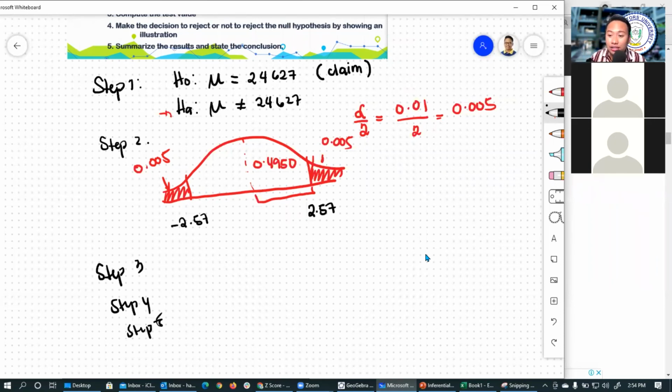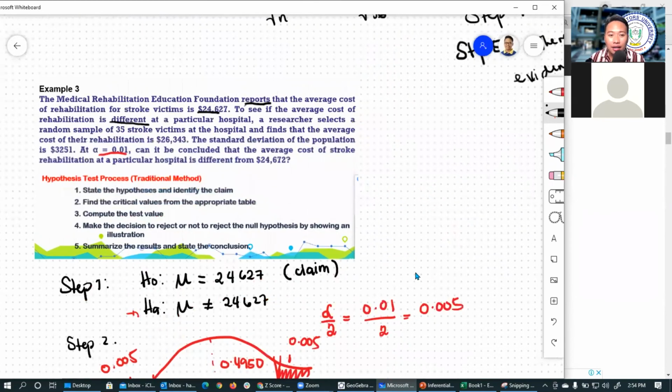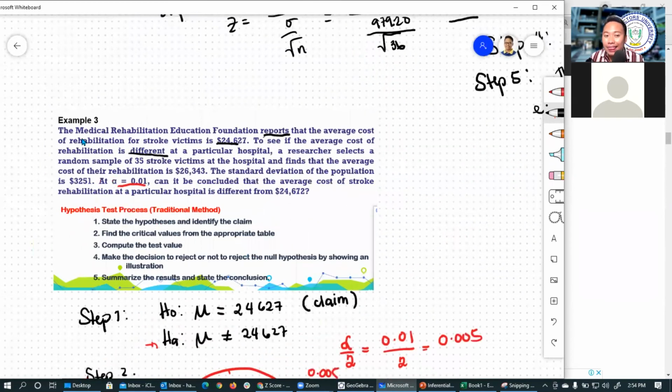Okay, question. Sir, why is the null hypothesis the claim? Okay, look at the situation. The Medical Rehabilitation Education Foundation reports. So when you say the word reports, guys, it's like providing the data.